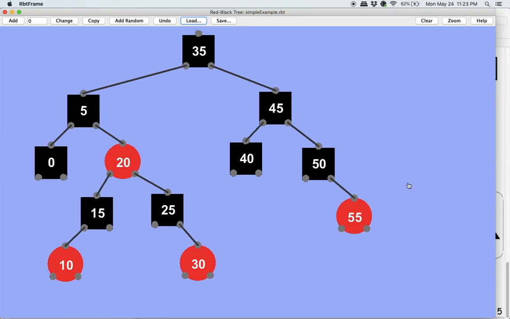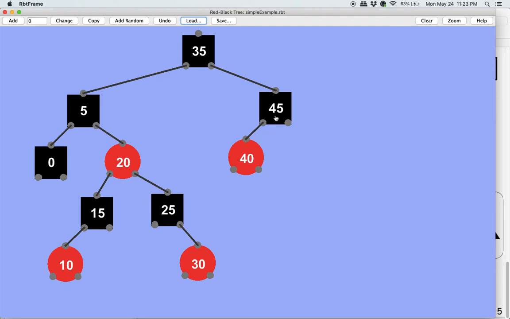Delete the 55. It's a red leaf, no problem. Now I want to delete the 50. It was a black leaf, so I have a shortness coming up here. There are no reds anywhere in sight here. That's transformation number 5. So this becomes red.